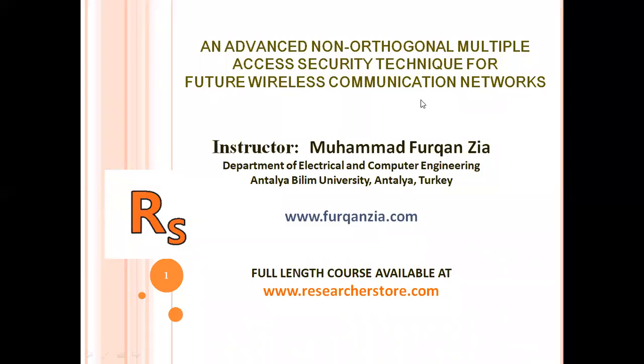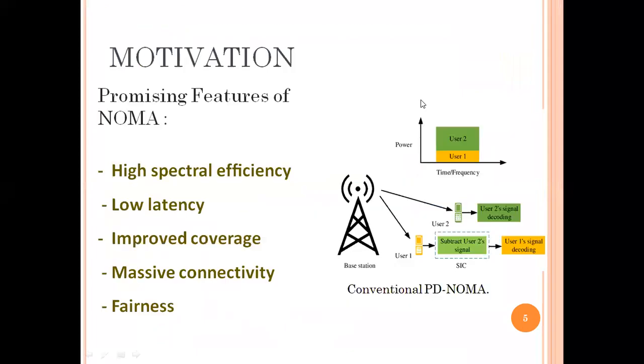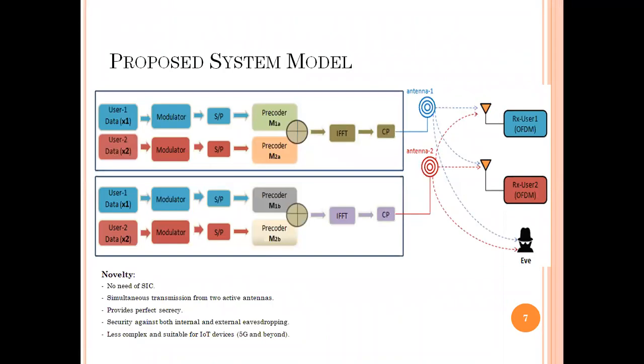Hello and welcome everyone to the second lecture of our course titled An Advanced Non-Orthogonal Multiple Access Security Technique for Future Wireless Communication Networks. In this lecture, we will be discussing the proposed system model. In the proposed system model, we have considered two users, user U1 and user U2. There are two users at the transmission side and two users at the receiver side.